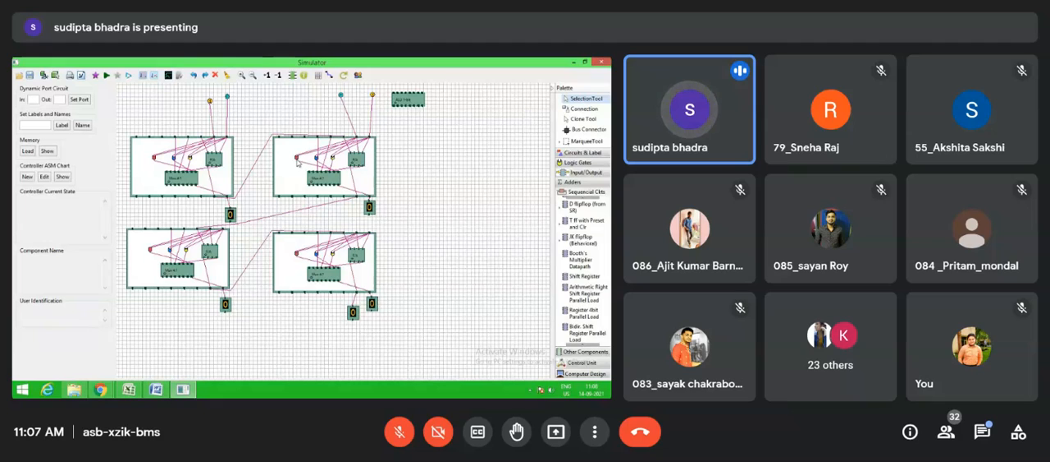Each ALU can perform four operations. You can see here the AND, OR, XOR, and the adder. Which operation will happen depends upon the selection bit.